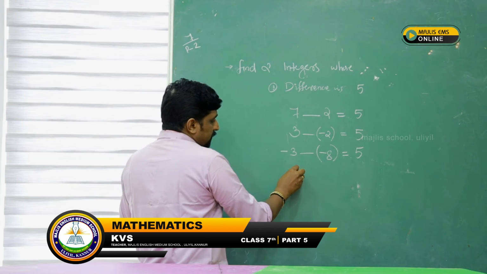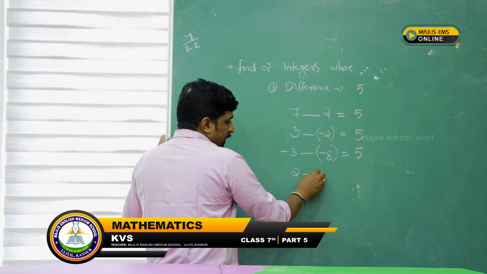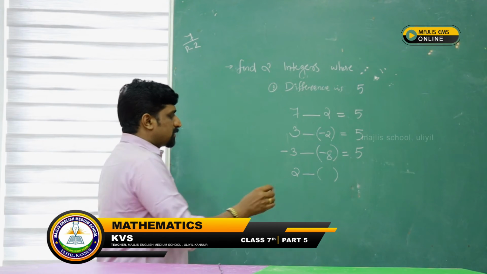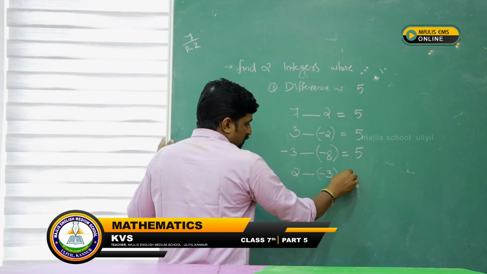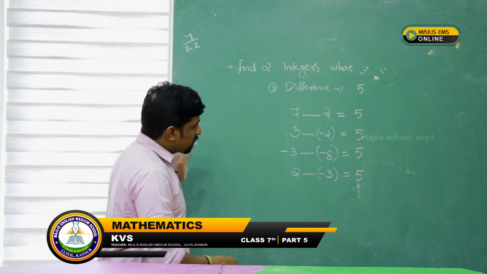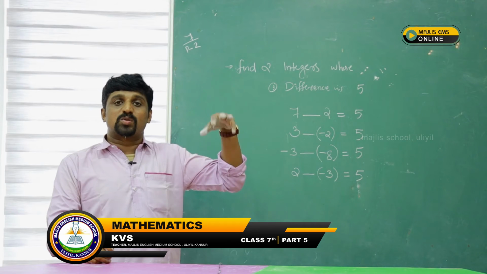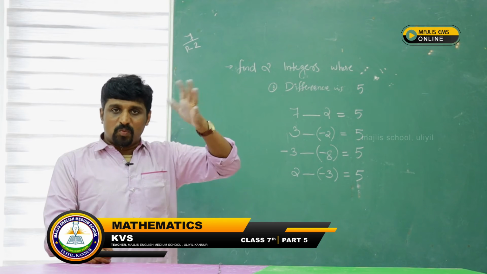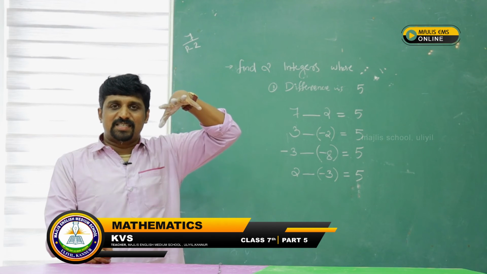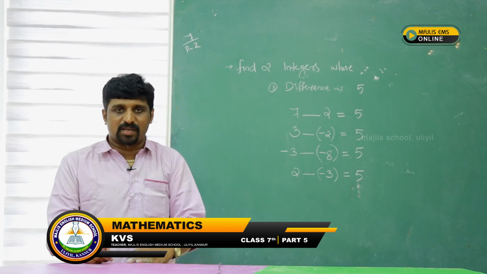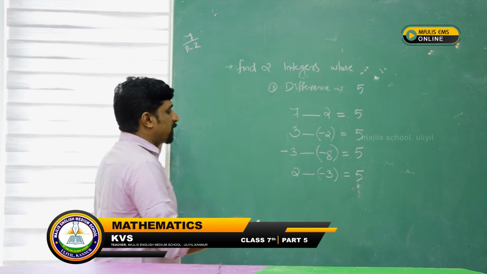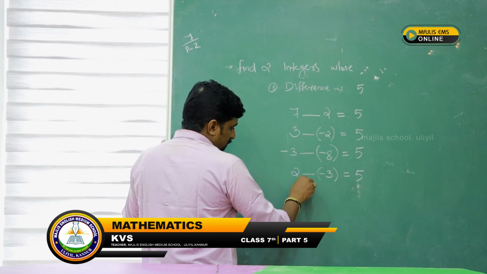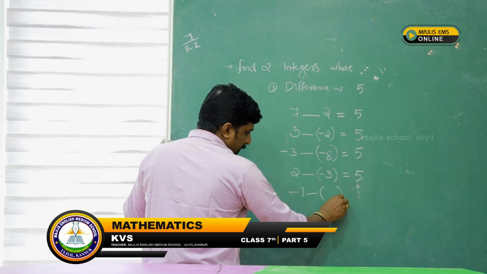Okay, then 2 minus which number? Yes, minus 3. 2 minus minus 3 also we got 5. Not only small numbers, big numbers we can also consider. 1995, difference is 5. Anyway, larger numbers are also possible. 1 lakh minus 99,995, like that we can consider. Anyway, the difference we need is 5. You can fill the second; the first number I can give you. Then minus 1 subtract this bracket you need to fill.